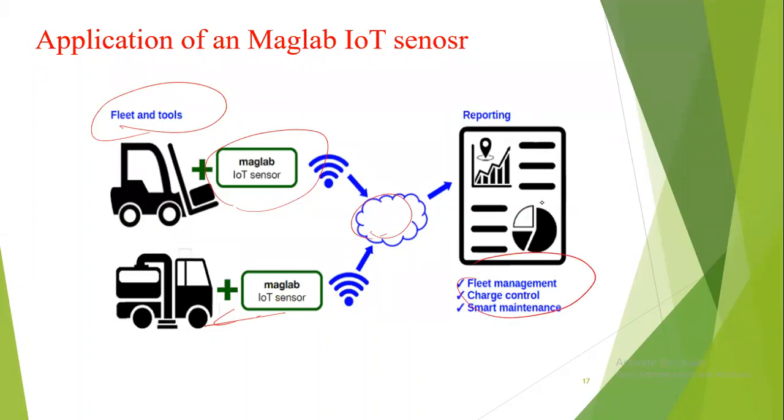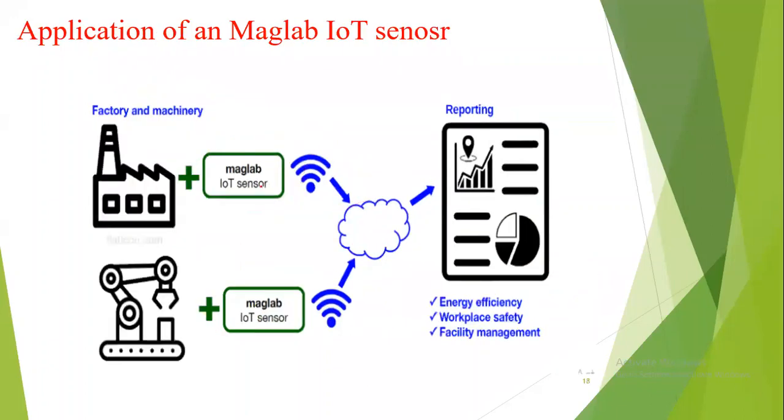Another application of the Maglab IoT sensor is factory and machinery. These IoT sensors can be implemented in factories to monitor or control different parameters. These Maglab IoT sensors can also be implemented to monitor the health of the machines. They can check the different parameters of the machines and report to the users by putting the data onto the cloud. So this is your cloud. Cloud means server.